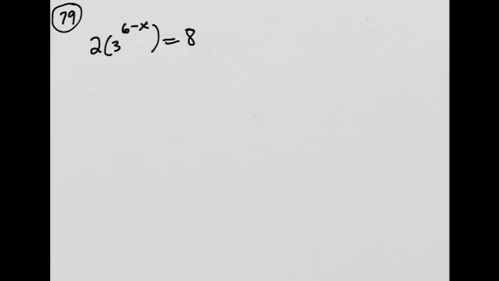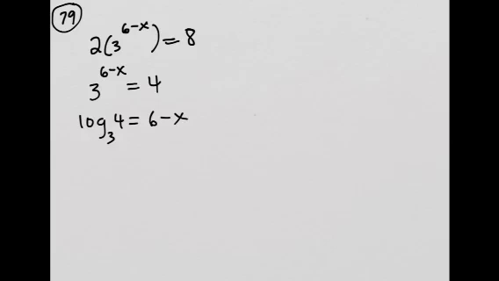Alright, so first you want to isolate the base with the exponent, so I'm going to divide both sides by 2, so that gives me 3 to the 6 minus x equals 4. I can't get the 4 to a base 3. Okay, so when that happens, you have to use logs. So I'm not changing the base, I'm changing the form. So you write this exponential as log base 3 of 4 equals the exponent.